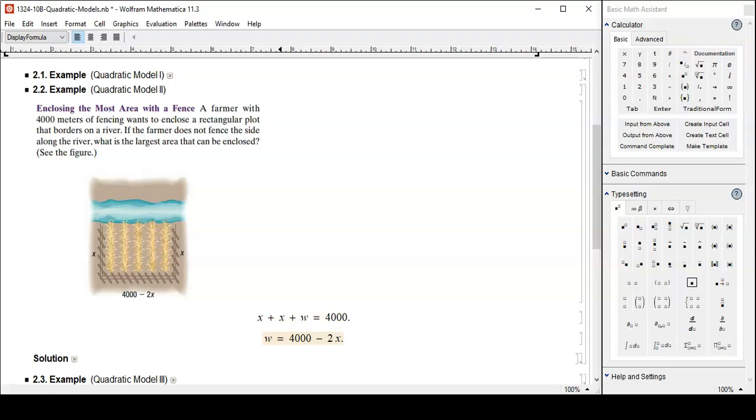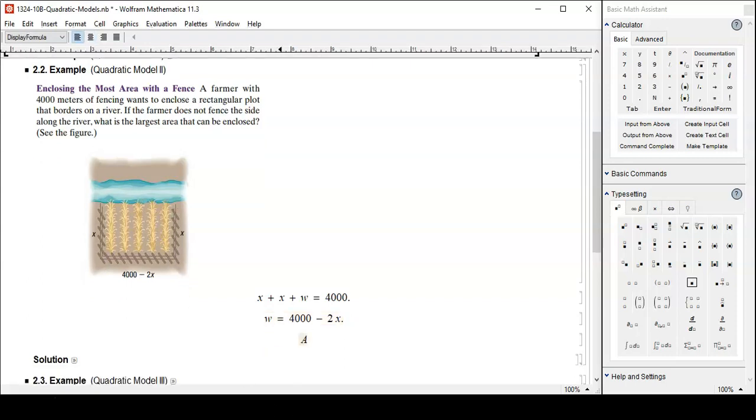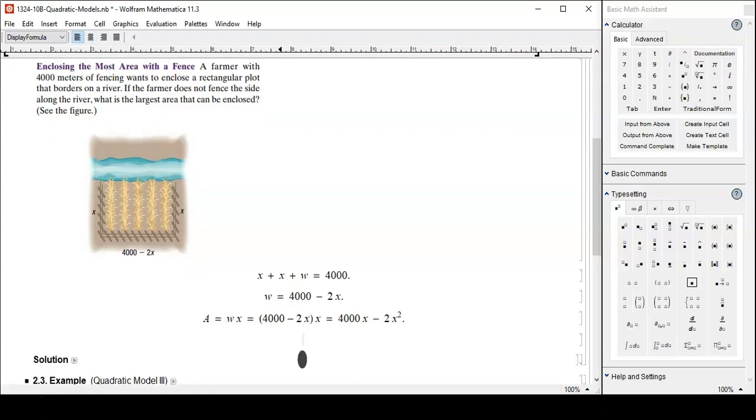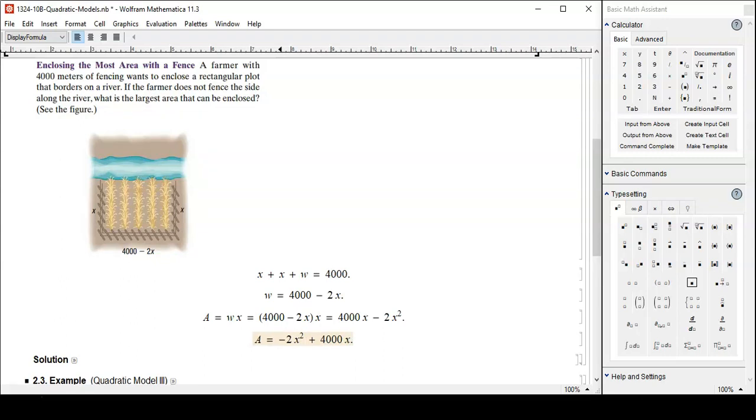But then again, it's not the perimeter or the fence material that we are working on. We want to model the area. What is the area of this rectangle? This width times vertical x. So area is W times x, which is 4,000 minus 2x times x, which is 4,000x minus 2x squared. Did I do this right? Let me rewrite it once more. That's what we get. So that's the area, and we want to maximize this area. Maximizing this quadratic model, does it make sense? Yes, it does, because we have a negative a value, so the graph will be concave down, and we'll have a maximum.